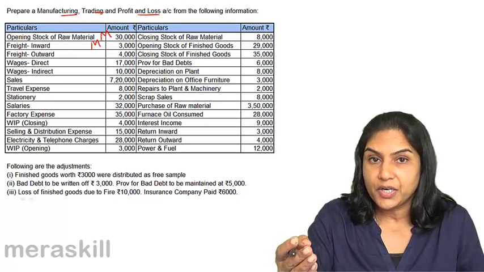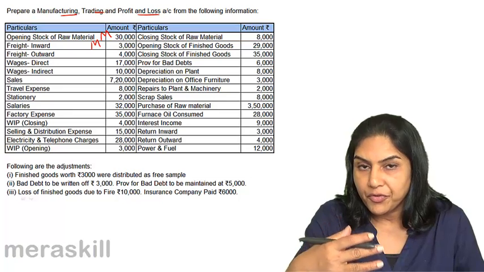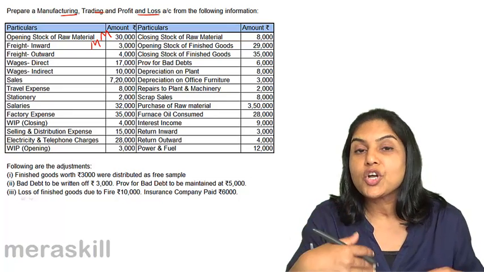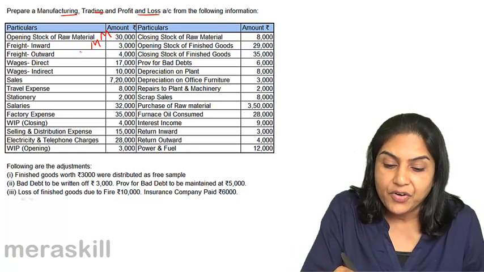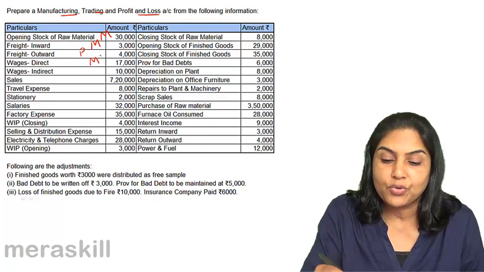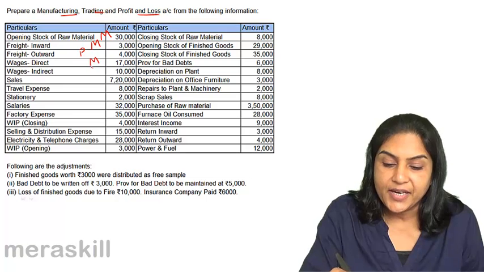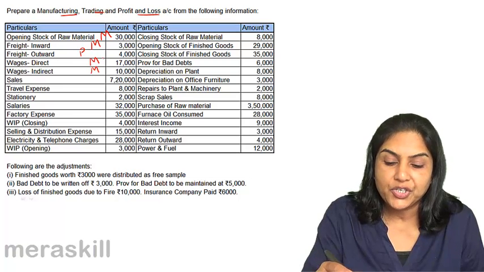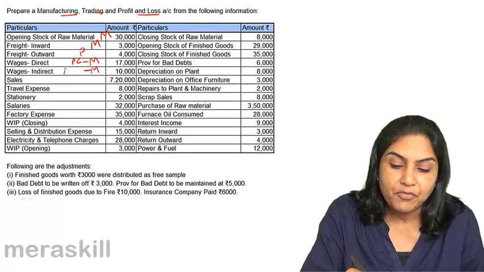Freight outward is outward. Outward is what? The freight incurred to send the goods or sell the goods, and this is actually a selling cost and will go to the profit and loss account. Direct wages will go to manufacturing account. Now, direct wages and indirect wages will go to manufacturing account. Only thing is, direct wages will form a part of prime cost. Indirect wages will form a part of overheads.